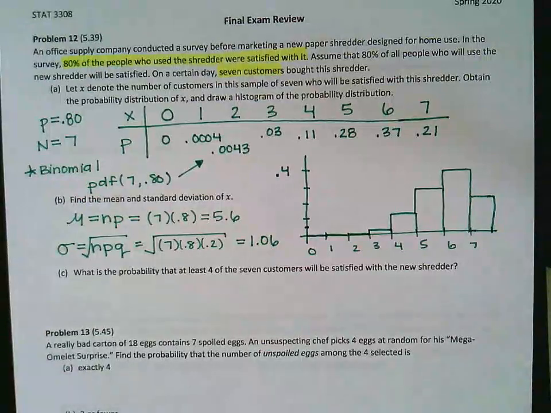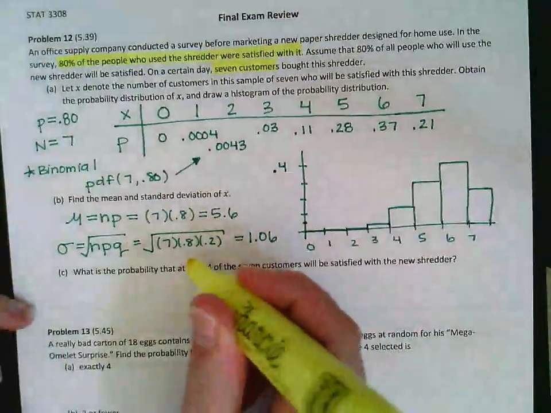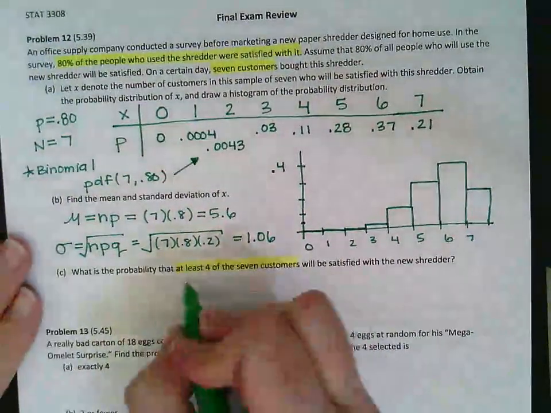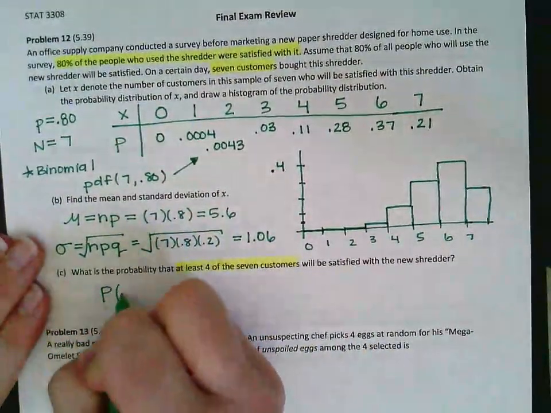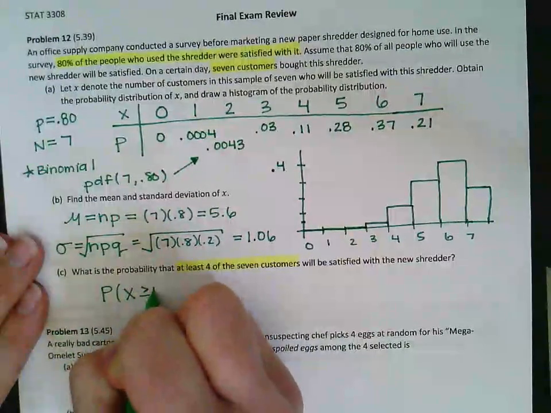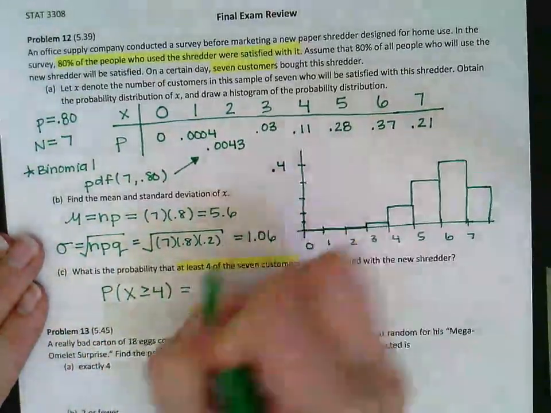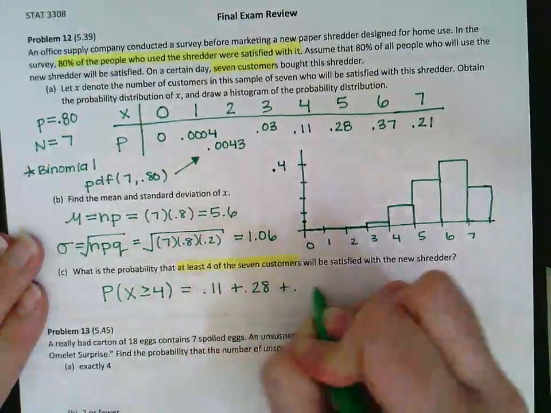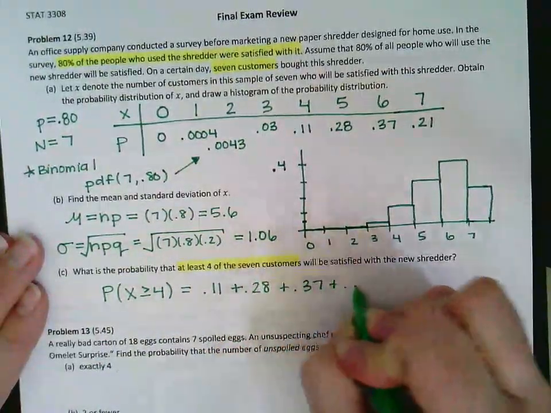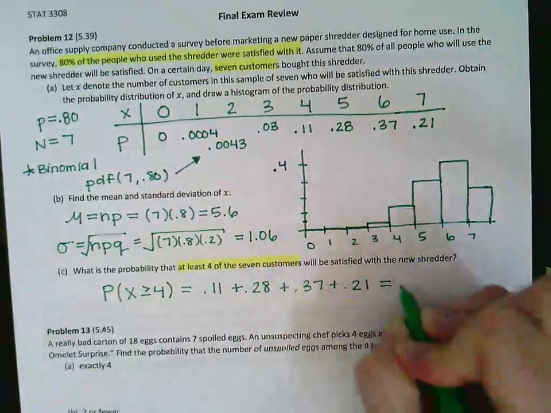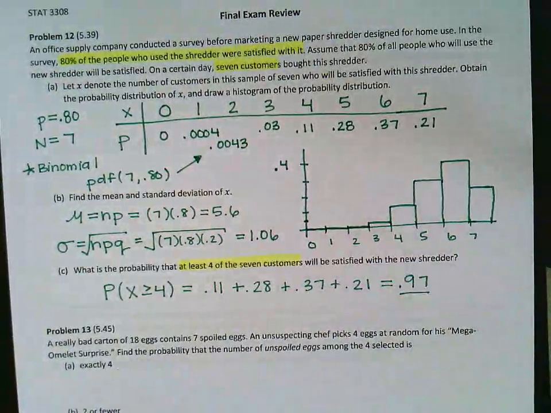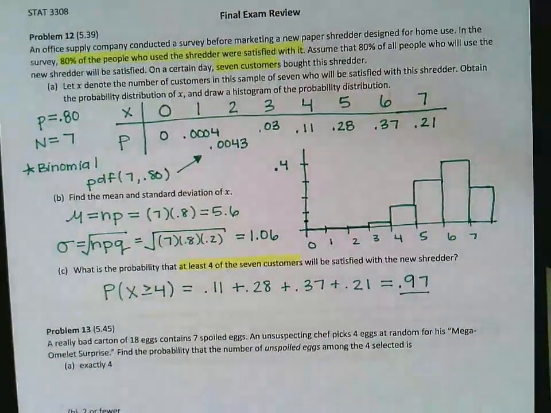All right, part C says, what's the probability at least 4 of the 7 customers will be satisfied? So at least 4, the least I want is 4. So x greater than or equal to 4. Well, I can just use my distribution output table here and add up those outcomes, like you said, down to reduced. And that's 97%. So pretty likely that of the 7, at least 4 will be satisfied with the new shredder.